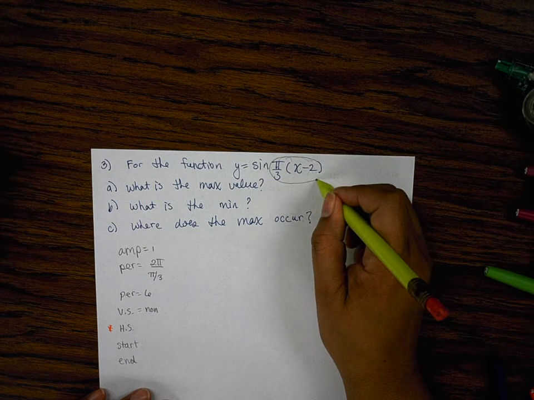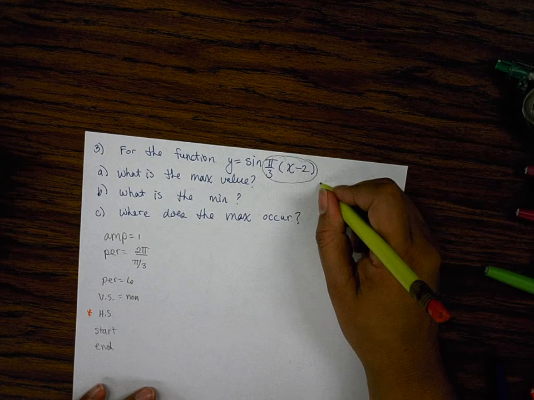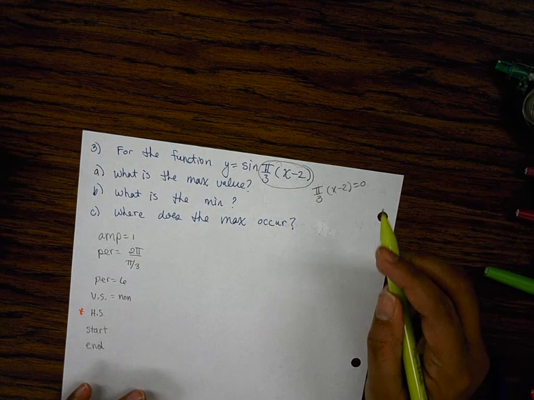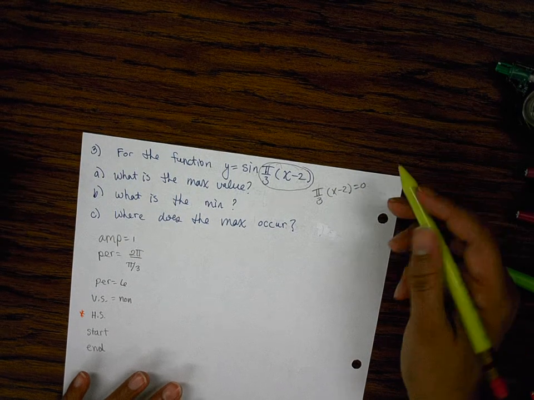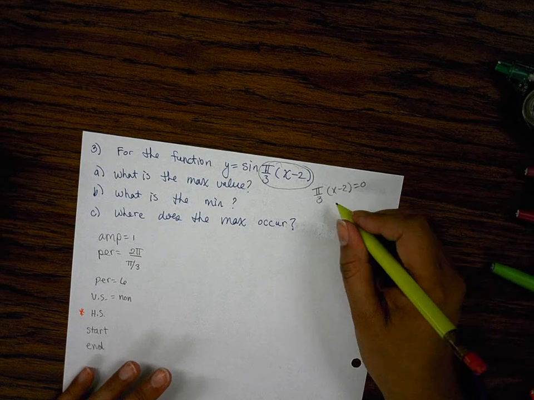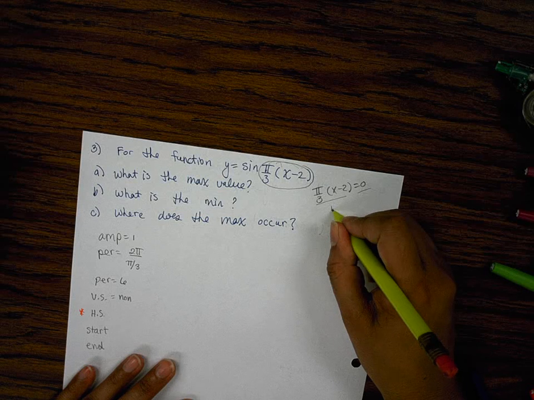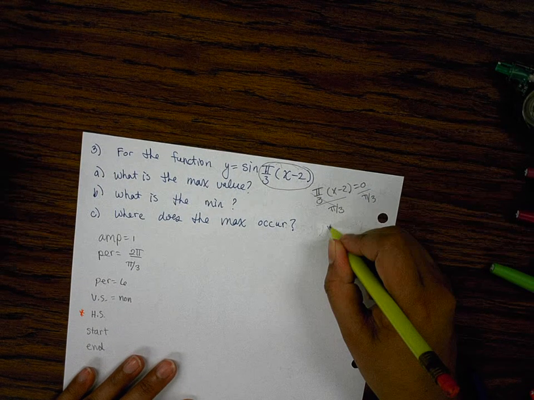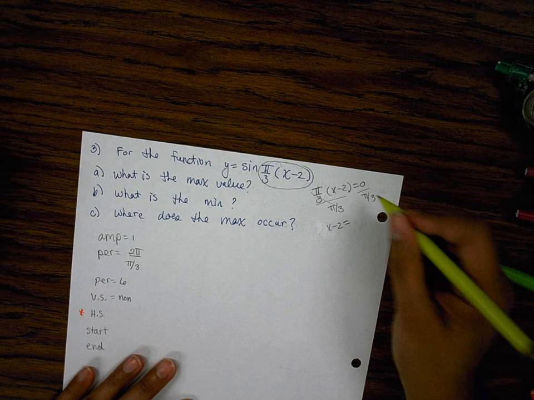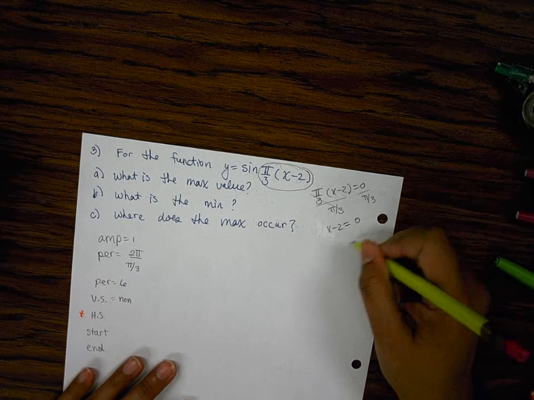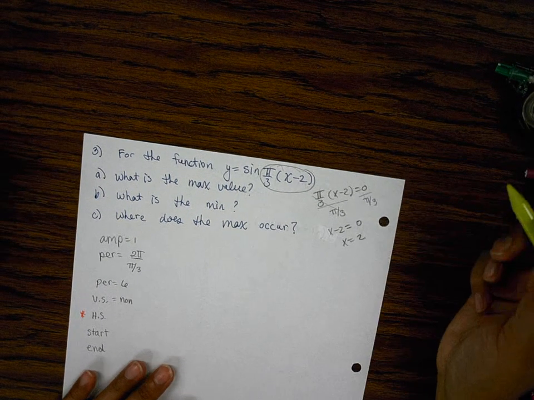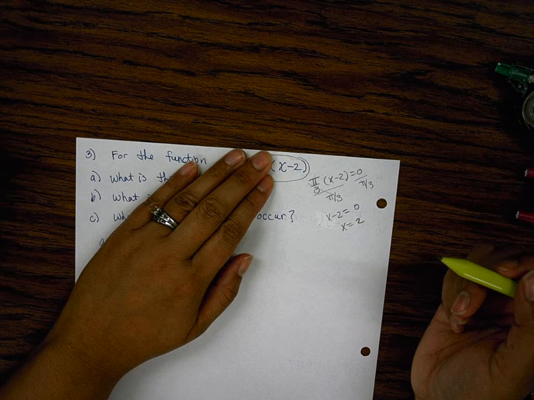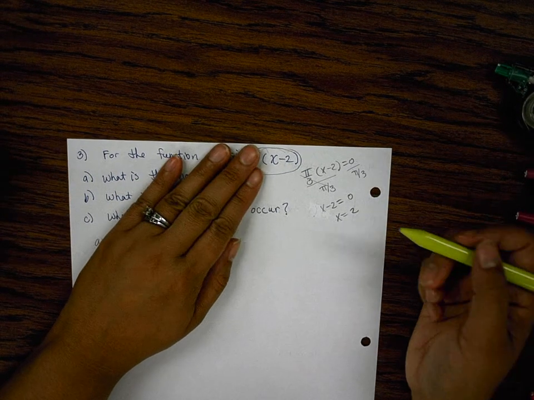Okay, take the inside and set it equal to 0. Some kids always ask, do I take the coefficient out here? Let's see, pi over 3 times x minus 2 equals 0. You can distribute the pi over 3 or divide the pi over 3. I'm just going to divide because it's easier to get rid of it right away. X minus 2 equals 0 divided by pi over 3 is still 0. Add your 2, x equals 2.